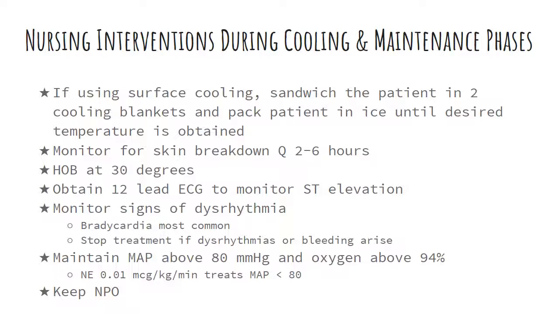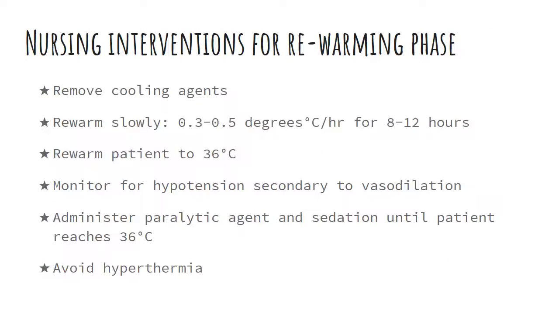For these patients, it's important to maintain their MAP, or mean arterial pressure, above 80 millimeters of mercury and their oxygen saturation above 94%. If their MAP drops below 80, norepinephrine at 0.01 micrograms per kilogram per minute can treat that MAP and get it back to where it needs to be. It's a weight-based titration, so it's really important to get your math correct. Further than that, you want to keep your patients NPO, so nothing by mouth. Obviously, they're sedated. You're not really going to want to try to get them to eat or drink anything.